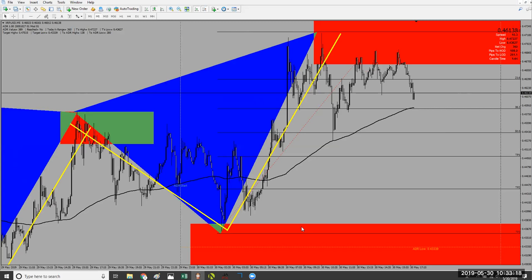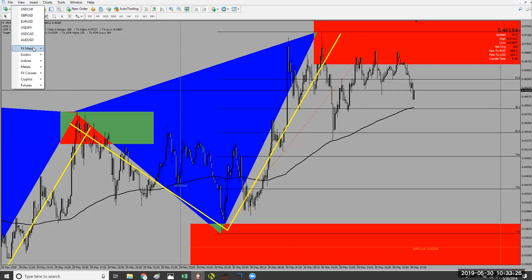Let's take a look over at pound JPY. Let's see if you can find a harmonic on pound JPY. Pound JPY, she likes to move a lot. And let's go look at it.